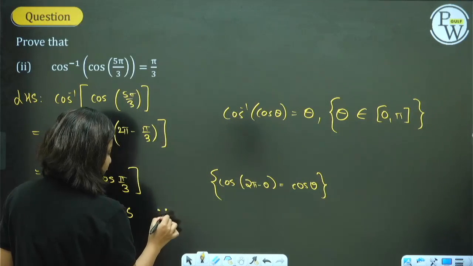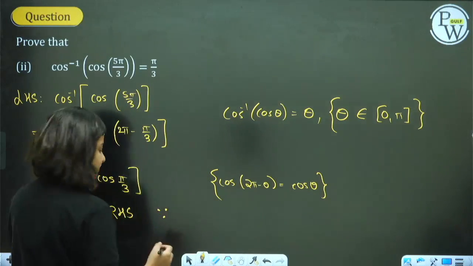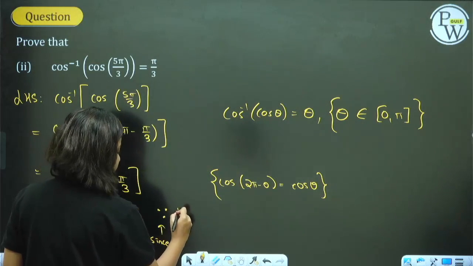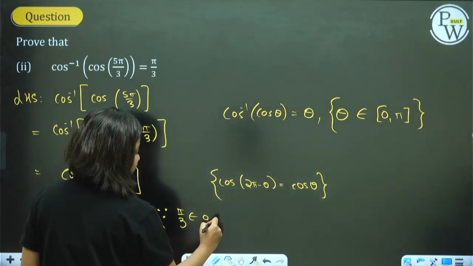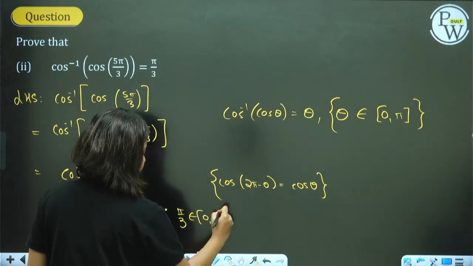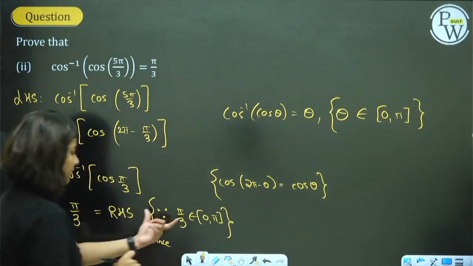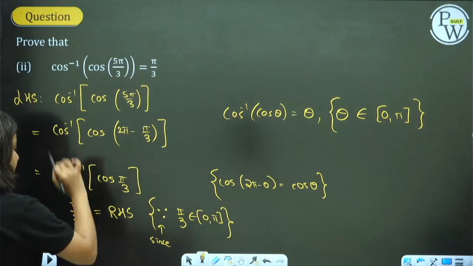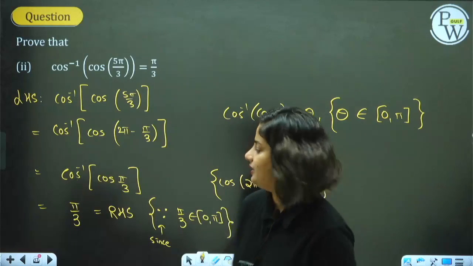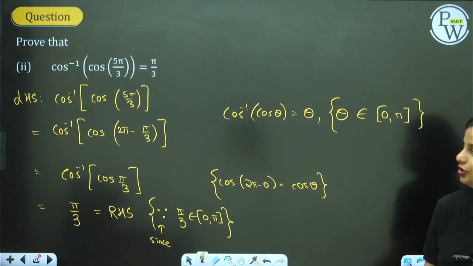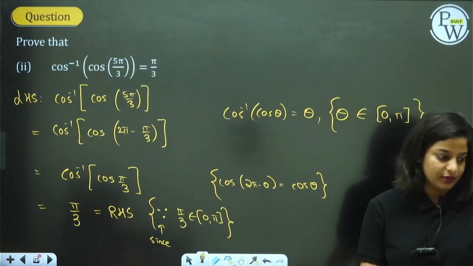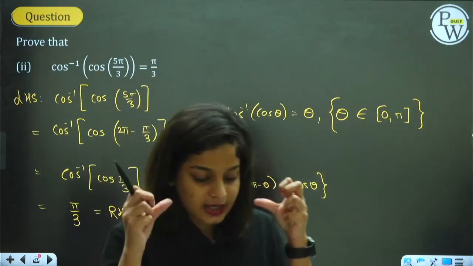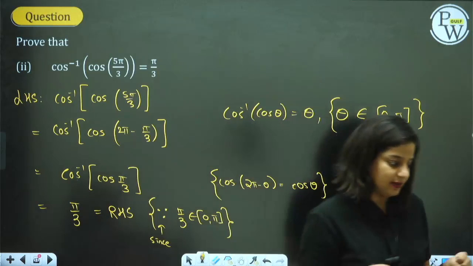This inverted 3 dots means since. Since pi by 3 belongs to the PVB 0 to pi. Pi by 3 belongs to 0 to pi. That's why cos inverse cos got nullified, and the answer is pi by 3, which is RHS, hence proved. Question is over. Done, sorted. Some basic questions I am taking just for the understanding purpose, for getting the grip.